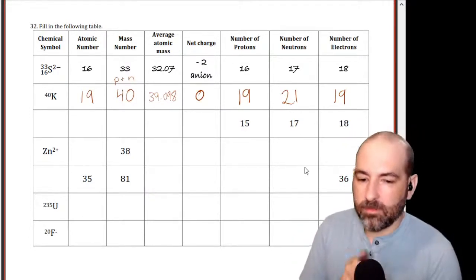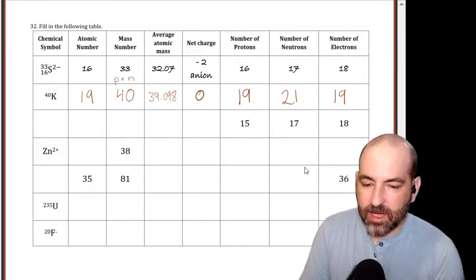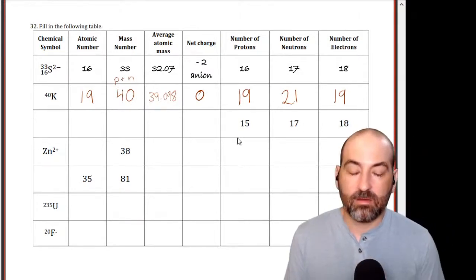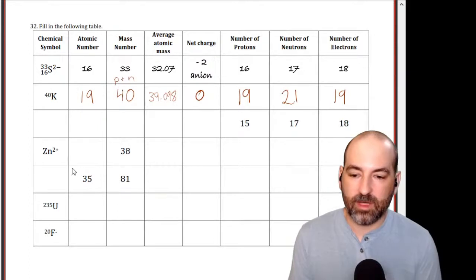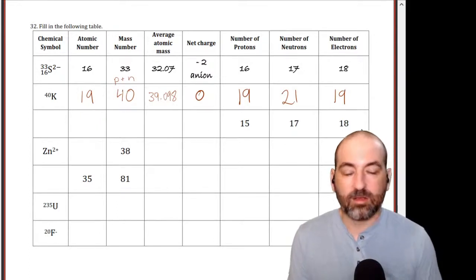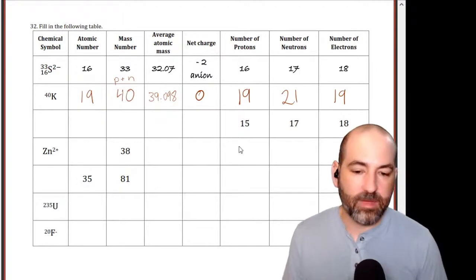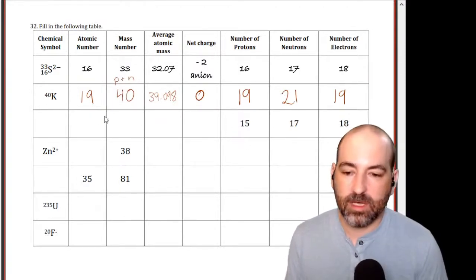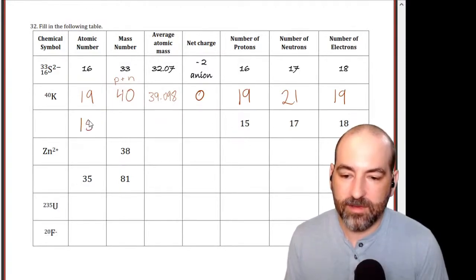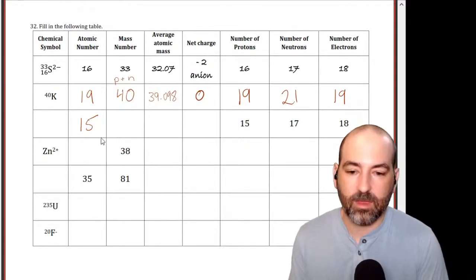All right, we'll do one more. This time, the next row down, we don't have any symbol given. We're given the numbers of particles, and we're going to work backwards to the symbol. So let's get our information from the particles. 15 protons means an atomic number of 15, because those always go together.